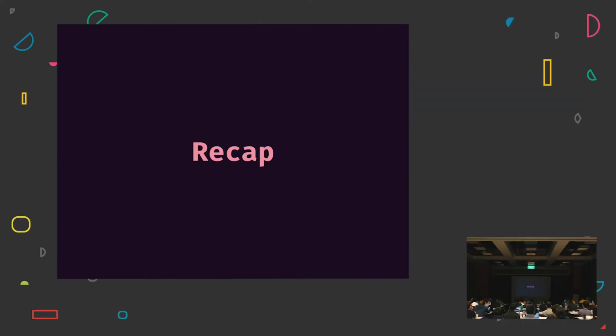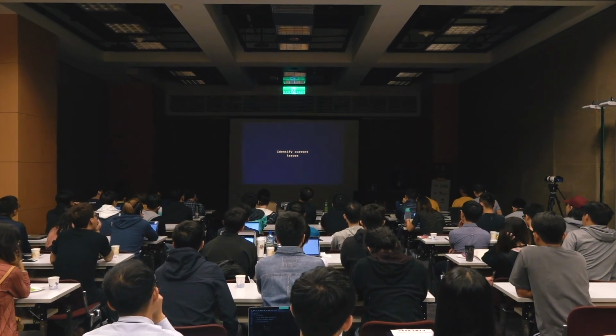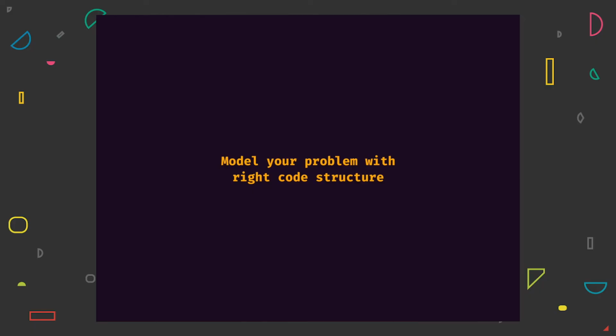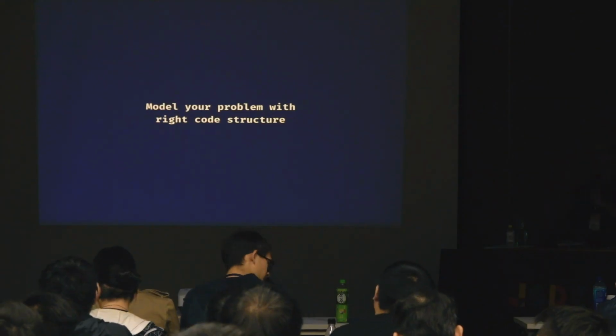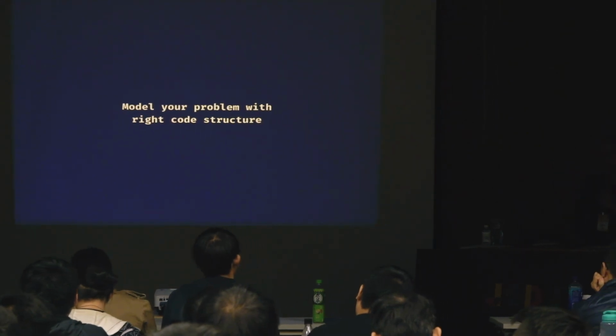And at the end, I want to do some recap of the whole re-architecture process of our company. First of all, you have to identify the current issues. You shouldn't do anything further before you find existing issues. And second of all, you better model your problem with the right code structure. Because in our case, we have to find the divisible unit based on the 4-factor problem. When we have different state, we have to find what's the top layer of our folders.